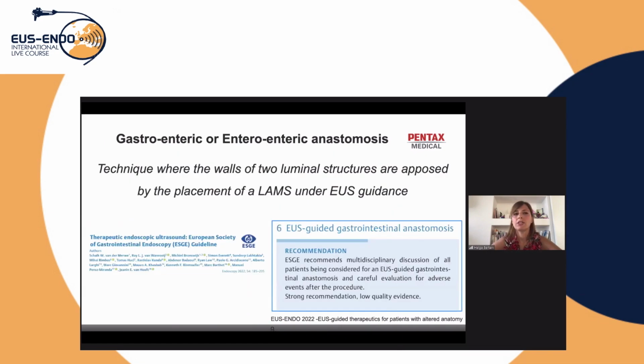And so the definition of gastroenteric anastomosis is where two walls of two luminal structures are closed by the placement of a LAMS, and we create a fistula under endoscopic guidance. Once again, ESGE guidelines suggest to perform it in expert hands because the adverse event rate, as I will show you later, is not so low, but moreover they recommend a multidisciplinary discussion before starting this procedure to understand if it's the best procedure for the patient that we have.